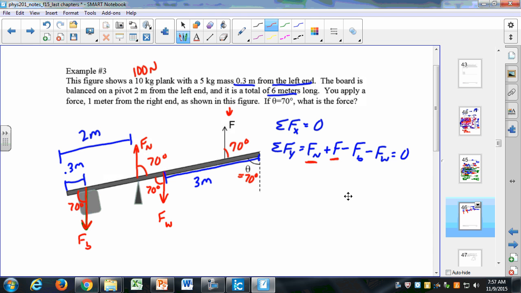Let's do it at the pivot, right? Because I don't know the normal force. So if I do it at the pivot right here, then it'll eliminate this normal force. And so I won't have to worry about that normal force mucking up that equation. So I'll do the sum of the torques about the pivot.